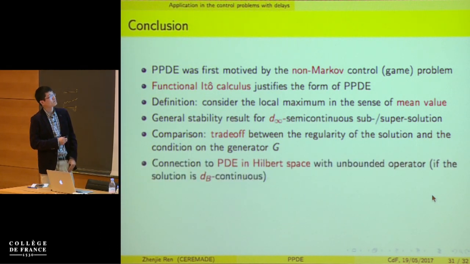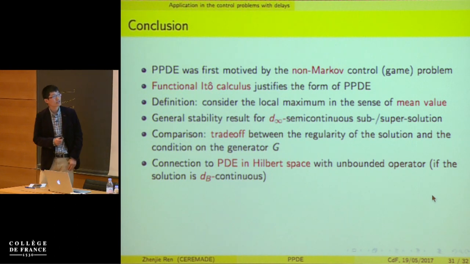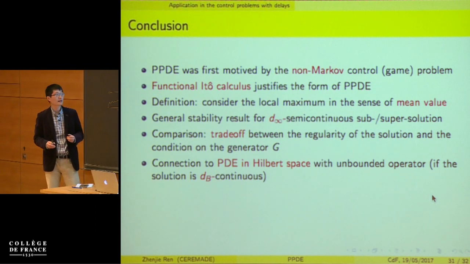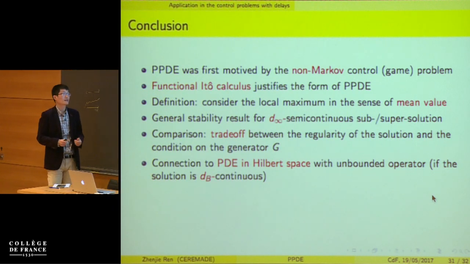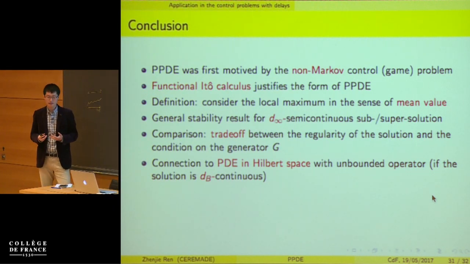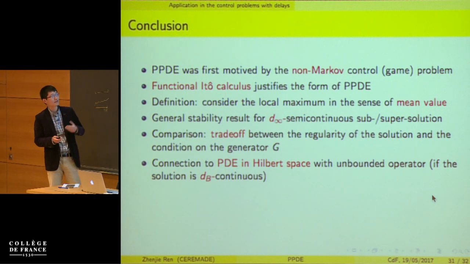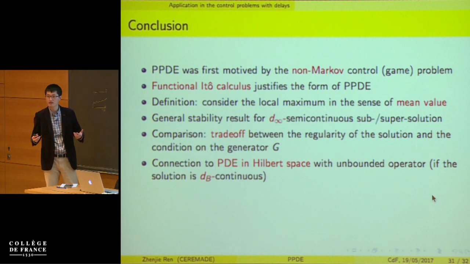Then we mentioned the connection between the PPDE and the PDE in the Hilbert space by the simple embedding. Again, the literature about the PDE in the Hilbert space needs the regularity of B continuity. That's a technical restraint. For PPDE, at least formally, you don't need it. You can talk about the solution in the sense of dP continuity.